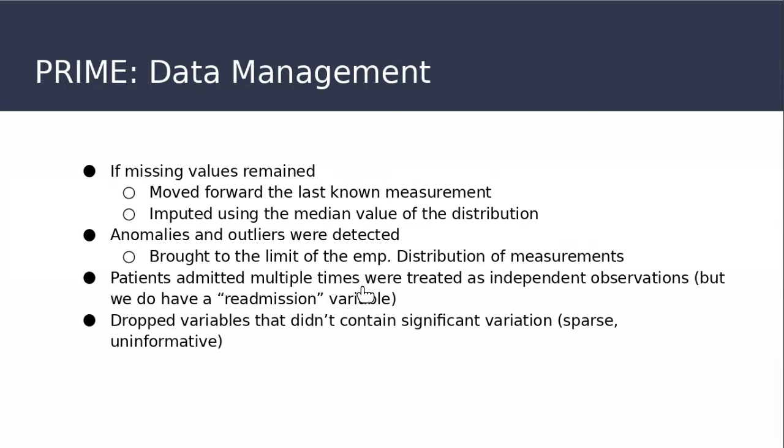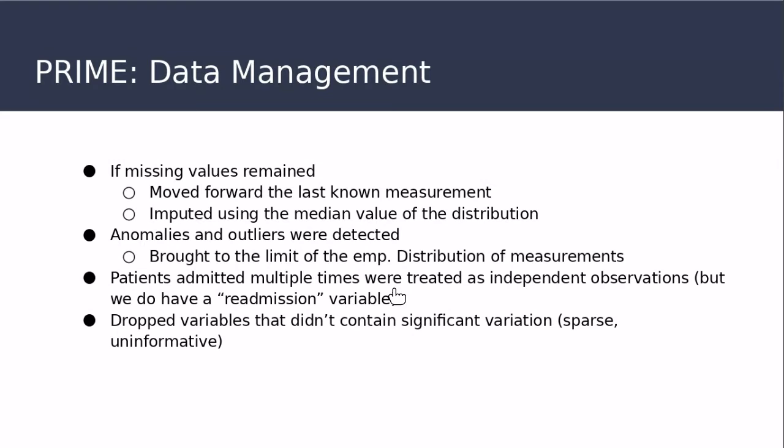So if I spent some time in the ICU in March, and then I ended up there again in, I don't know, April or May, some other month, we saw that as a different admission, right? And as, let's say, an independent event. But of course, we kept a variable that signified that this is a readmission.